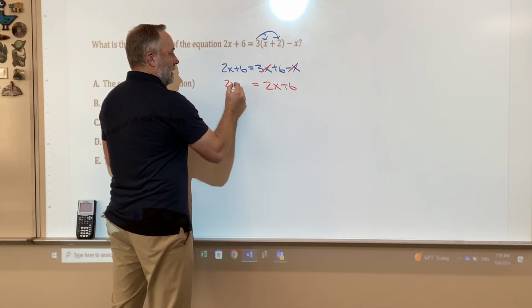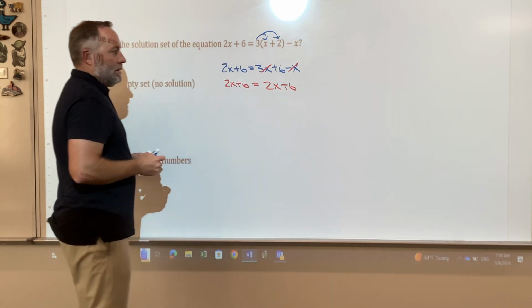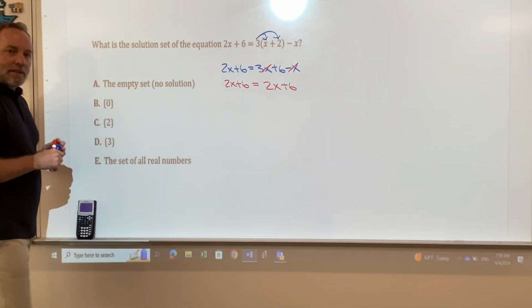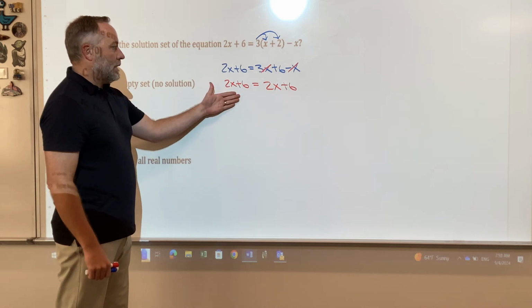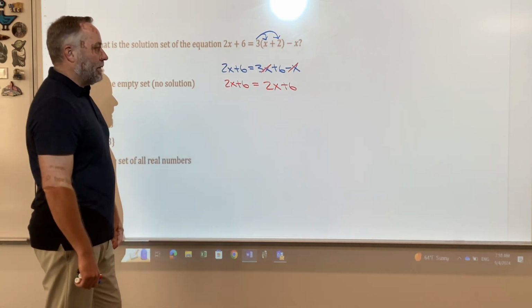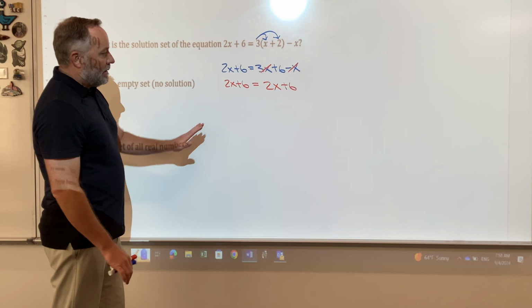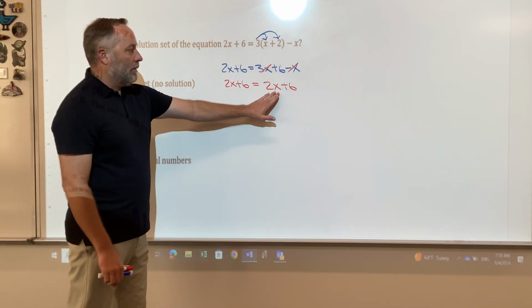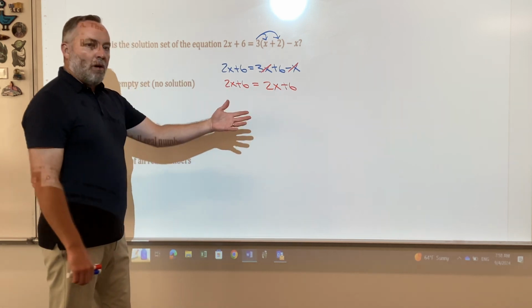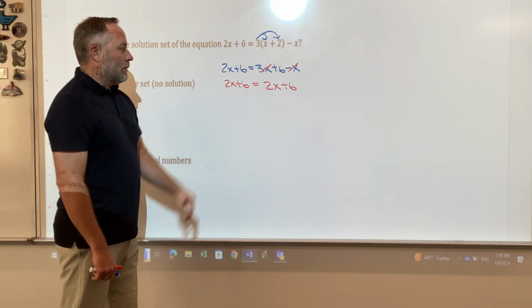So now what we see is 2x plus 6 is equal to 2x plus 6, which means the left side and the right side are the exact same thing. So at this point we could say no matter what we put in for an x value, it's always going to be the same. The left side will equal the right side.